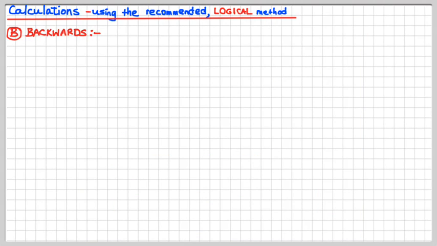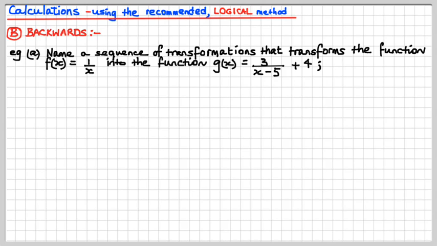Okay, calculations using the recommended logical method. That's my recommended logical method, going backwards. All of this video is for going backwards. The previous video was going forwards. So let's have a look what we've got for you.